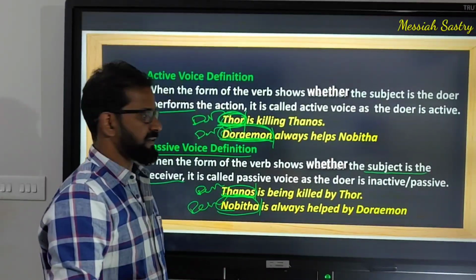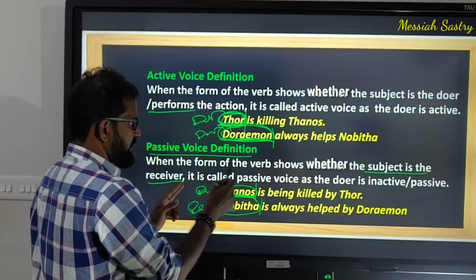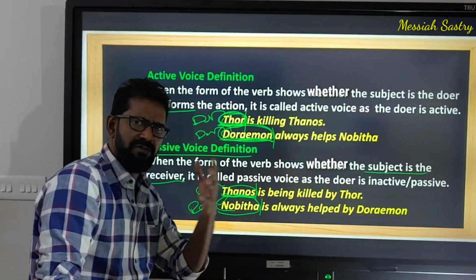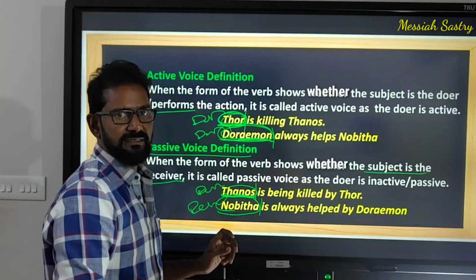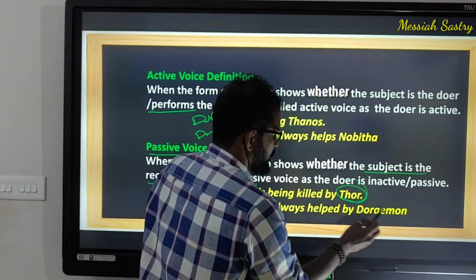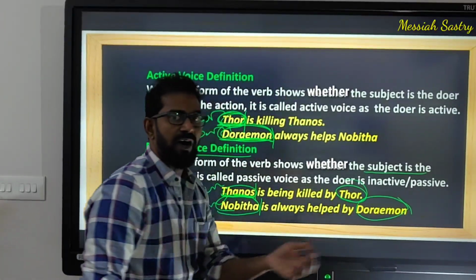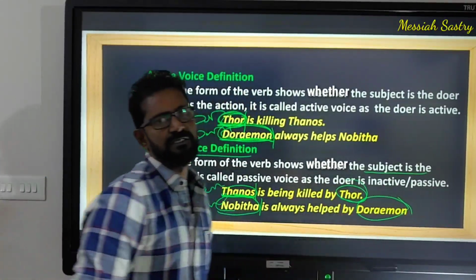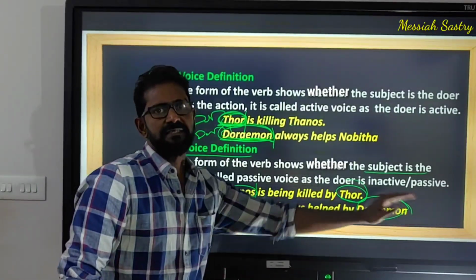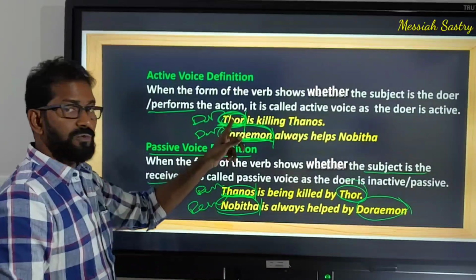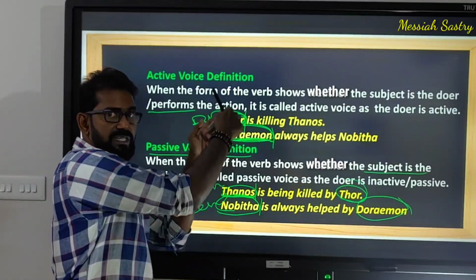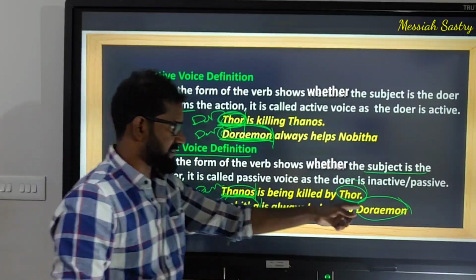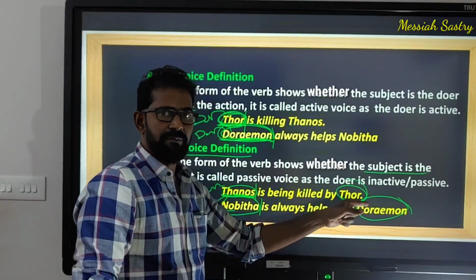Subject is receiver. So when the form of the verb shows that the subject is the receiver, it is called passive voice. Why do we call it passive voice? The reason is the doer here, Thor and Doraemon, these two are inactive. They are passive. So that's the reason we call it passive voice. Here the doer is active, in the subject position. Whereas here the receiver is in the subject position and is inactive. So we call it passive voice.